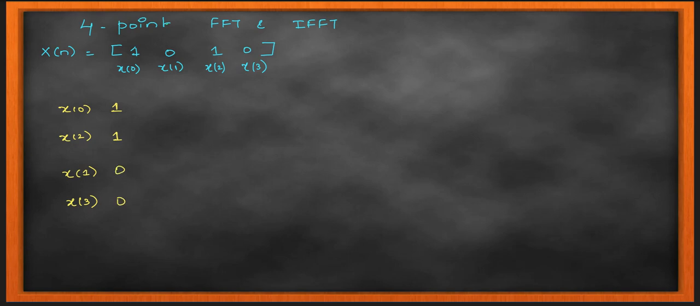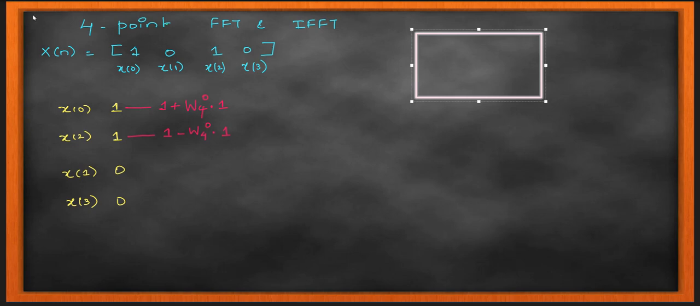Now let's look at our butterfly. The first level is going to be between the successive samples, so between the first and the second, and the second stage is going to be between every alternate sample. Since we have only 2 stages, we only have to see that much to get our FFT output. So pretty much that is your 4-point FFT.